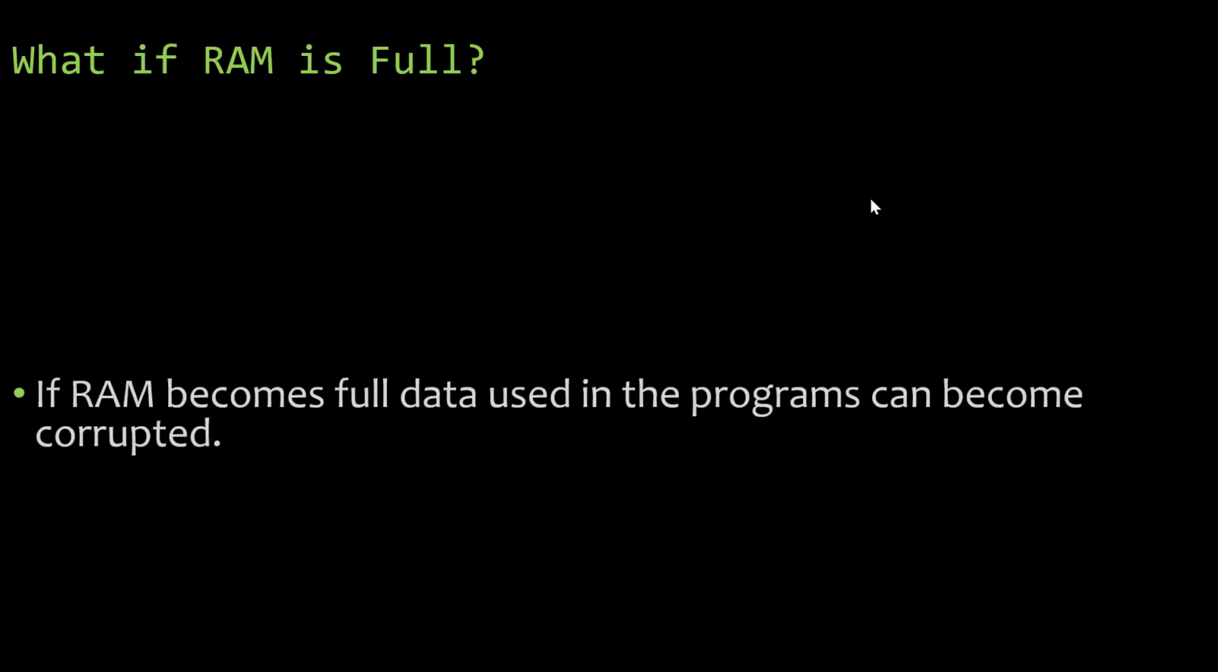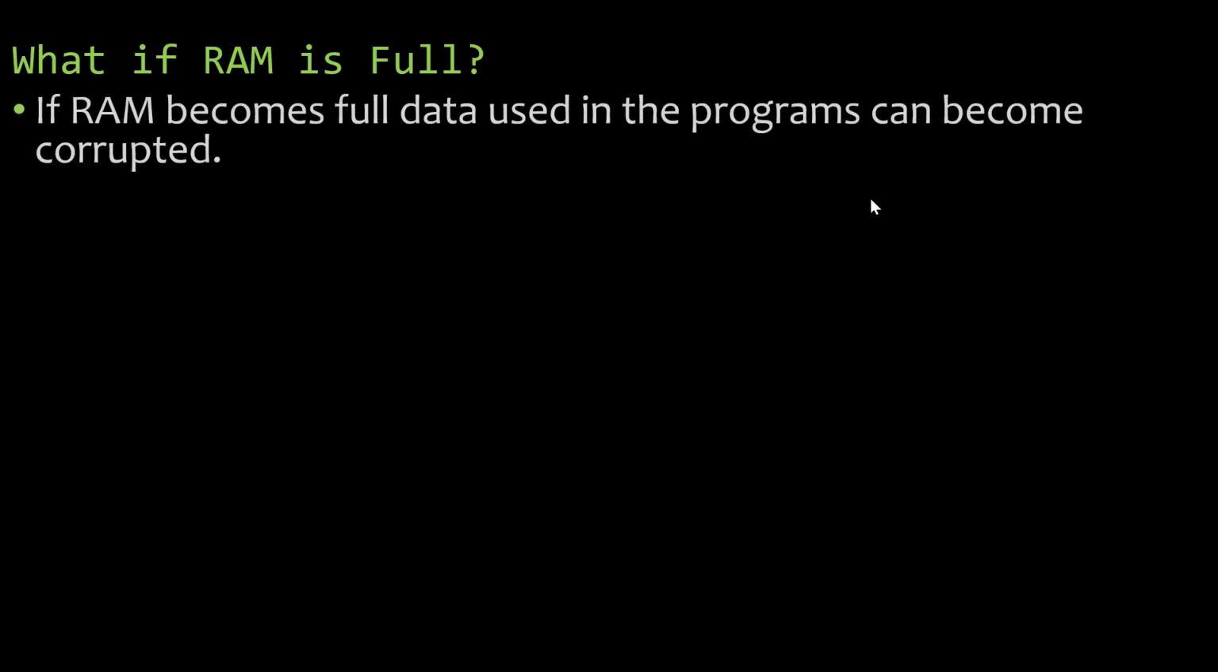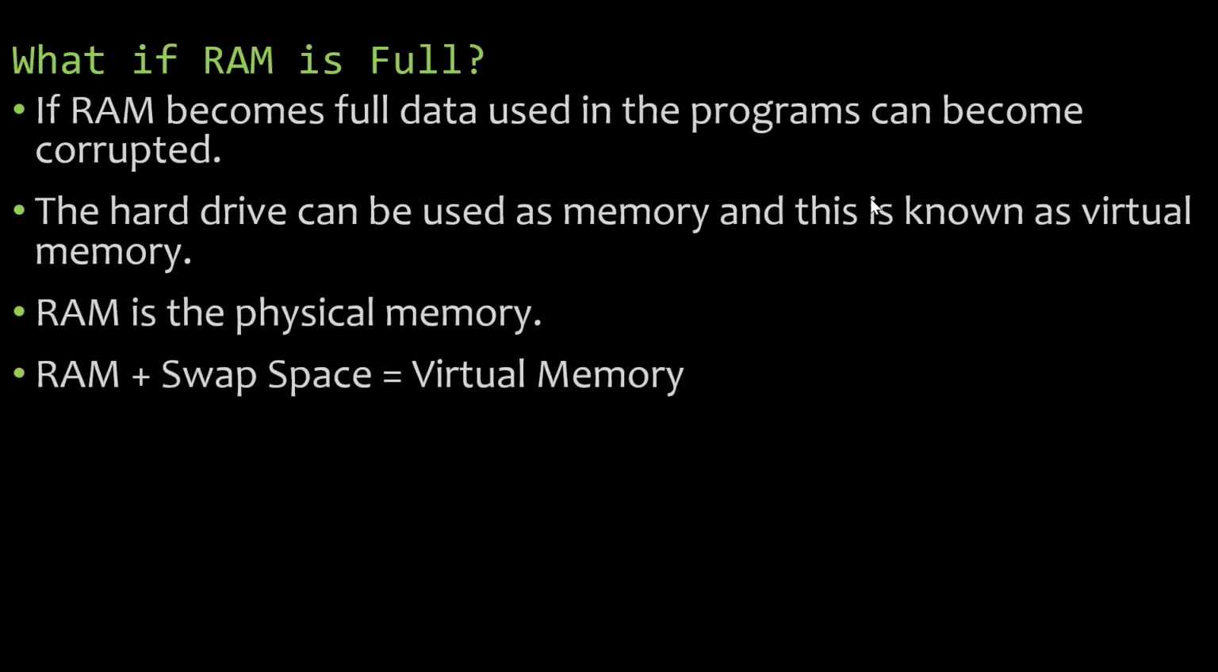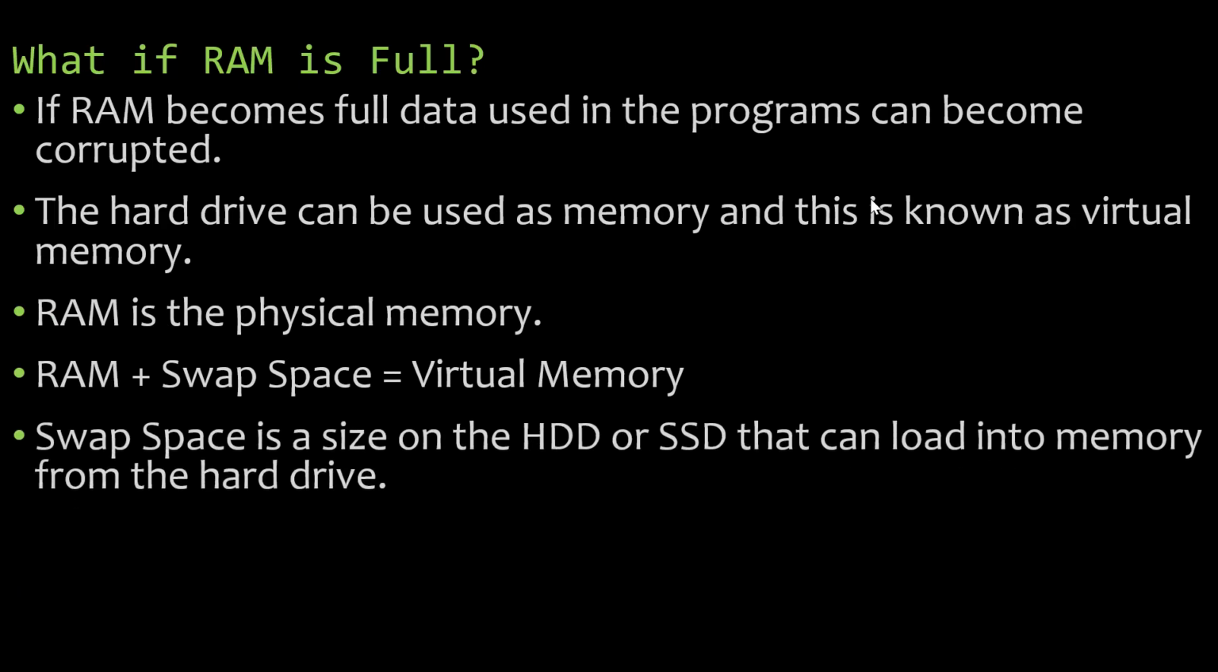Now, what if the RAM becomes full? If RAM becomes full, data used in the programs can become corrupted. Now, you can use the hard drive as memory, and we call this virtual memory. RAM is the physical memory. The RAM plus the swap space on the hard drive is your virtual memory. Now, the swap space is the size on the hard disk drive or solid state drive that can load into memory from the hard drive. So we can actually load memory from the hard drive onto the RAM.